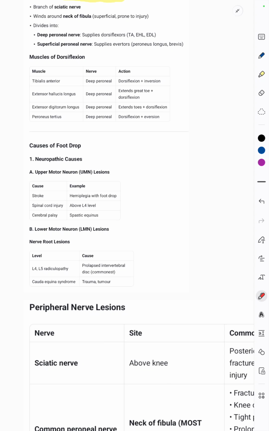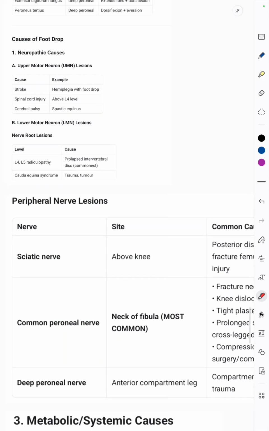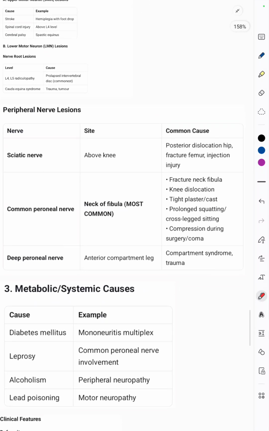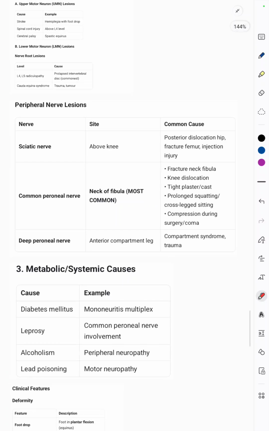The upper motor neuron causes include stroke, cerebral palsy, and spinal cord injury up to the level of T4. Lower motor neuron causes include L4, L5 radiculopathy, that is seen in PIVD, that is prolapsed intervertebral disc, and cauda equina syndrome. Then peripheral nerve lesions include the sciatic nerve, which is affected above the knee, then at the level of the neck of the fibula because of trauma, because of fracture neck of fibula, compression or prolonged casting, that will lead to common peroneal nerve injury.